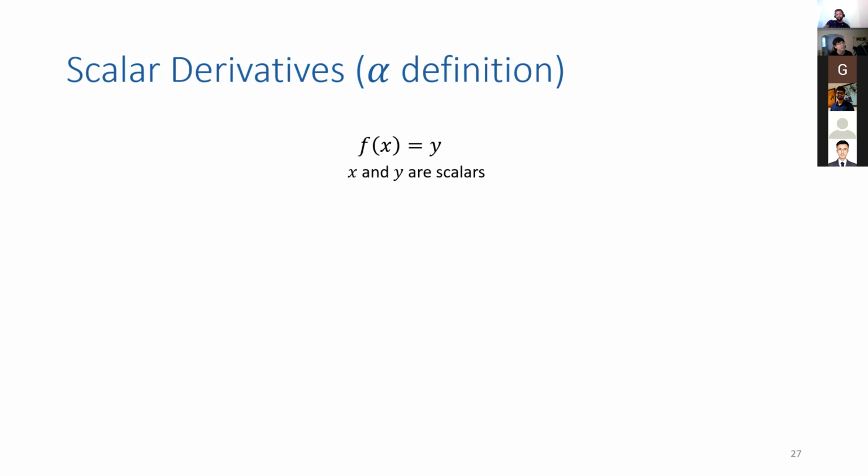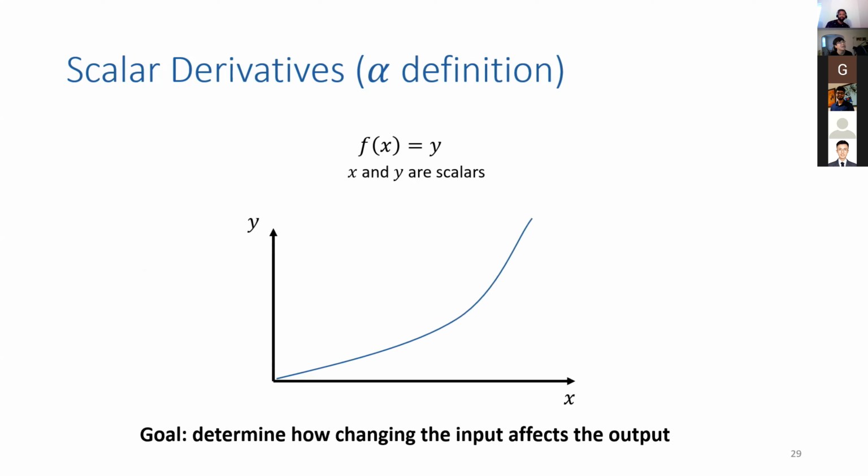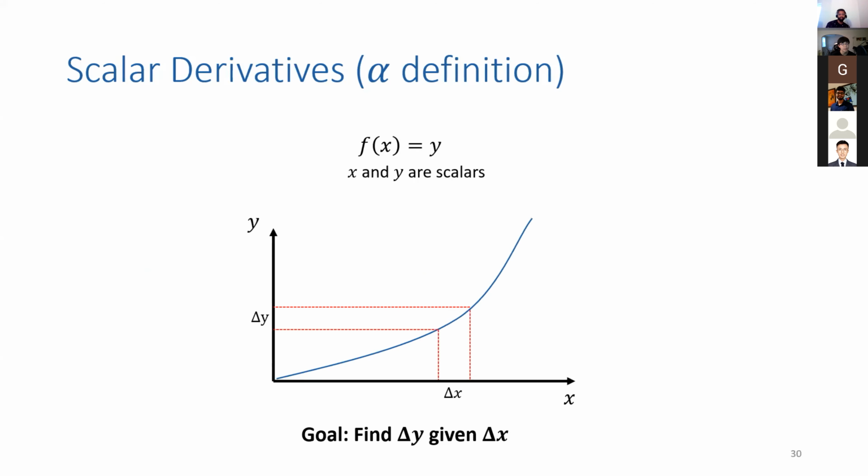So we have a function here that takes in one input and has one output, where both of them are scalars. And then we have this arbitrary function. And our goal is really to determine how changing the input would affect the output. And so when we convert that into math, our goal is actually to find the change in y given the change in x. So this is a very specific mathematical task.